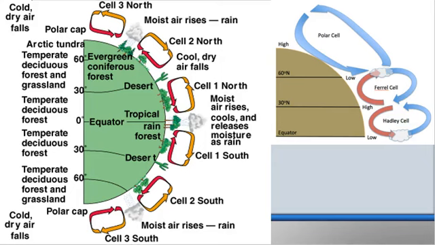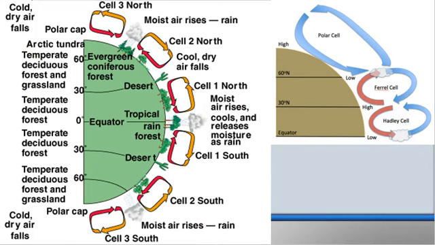All right, so when we put all this together, we see that these convection cells, which are caused by these differences in high and low pressure and the moisture that goes along with that, are going to determine the type of biome that we see in different areas. So this is very, very important.